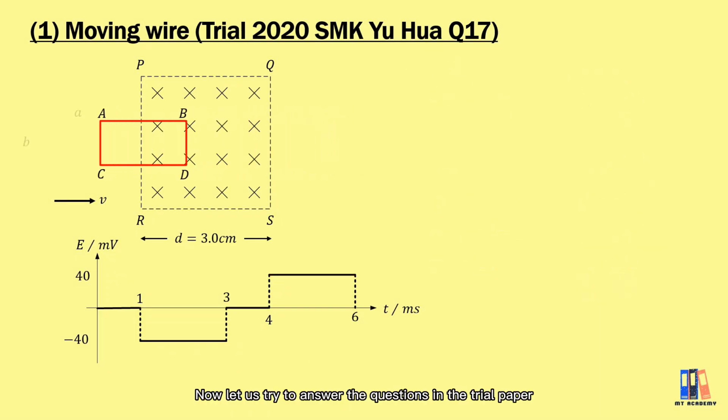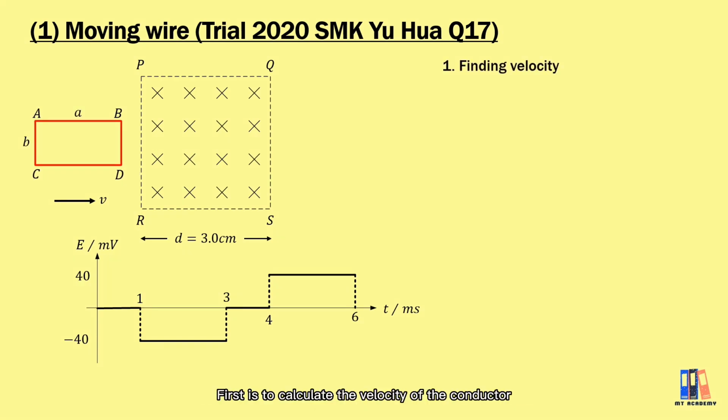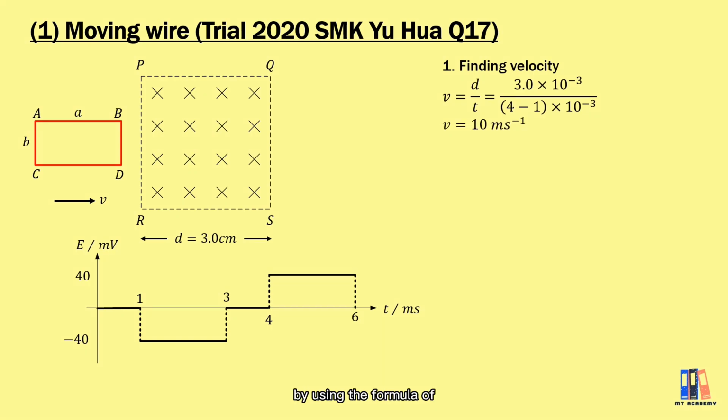Now let us try to answer the questions in the trial paper. First is to calculate the velocity of the conductor. From what we have discussed, the wire BD is moving from PR to QS from the first second to the fourth second. With this, we can calculate the velocity by using the formula of distance divided by time, where the distance is 3 cm and the time would be 4 minus 1 millisecond. In the end, we will obtain the velocity as 10 meters per second.